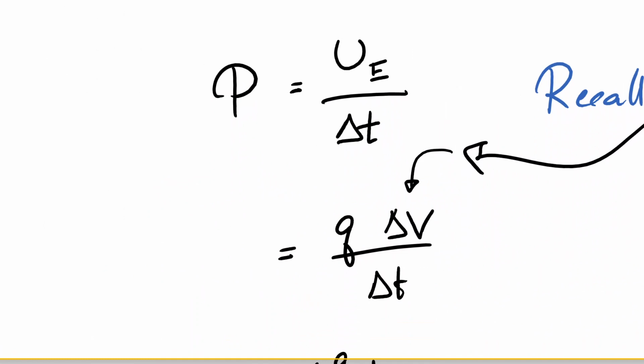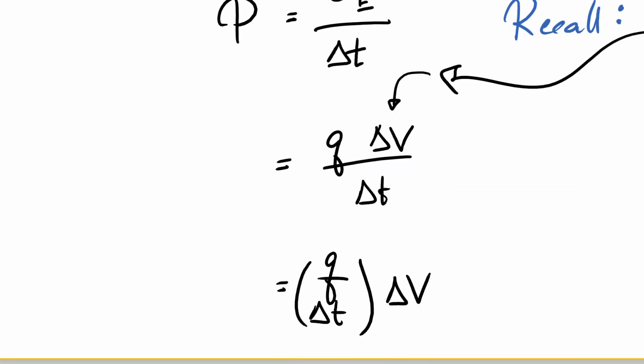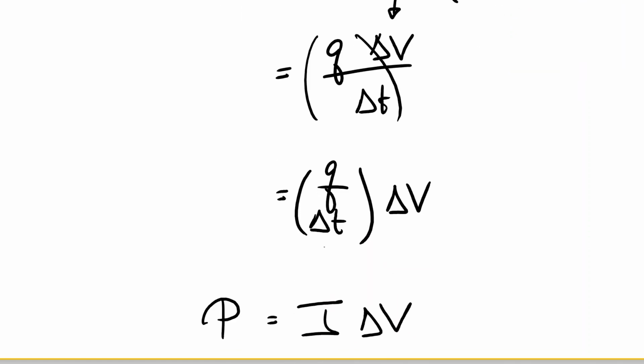And why am I doing this? Because I have a point that I'm trying to get to. Once I group this Q over delta T together, Q over delta T is our current by definition. So the power delivered to a circuit is the current times the voltage. This is the power delivered either by a battery or to a circuit element.